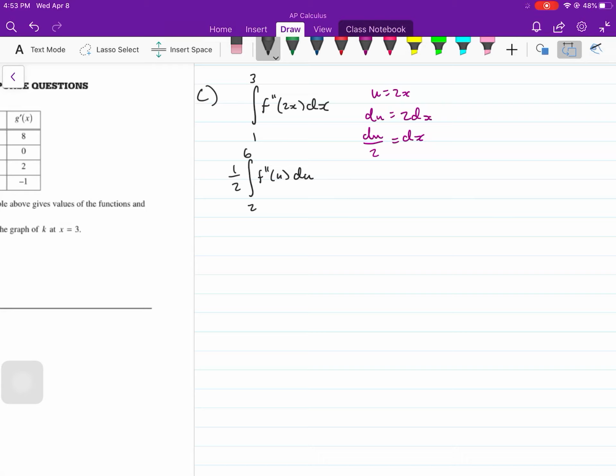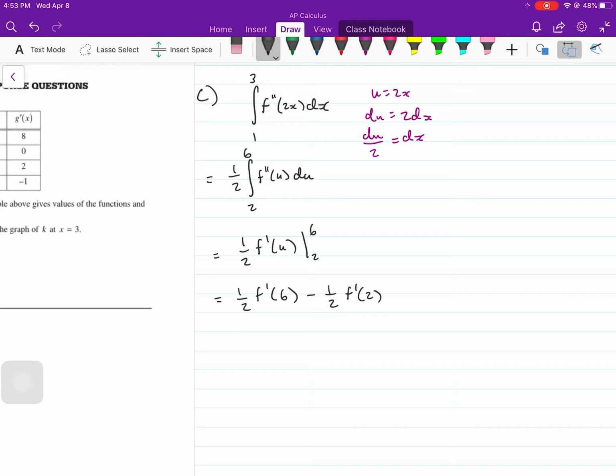So there we are. And then we're going to go ahead and do the integral of f double prime. Well, what's the antiderivative of f double prime? Guess what? It's just f prime. So we have f prime of u from 2 to 6 and 1/2 of that. And then we run that through that fundamental theorem. So we get 1/2 of f prime of 6 minus 1/2 of f prime of 2.